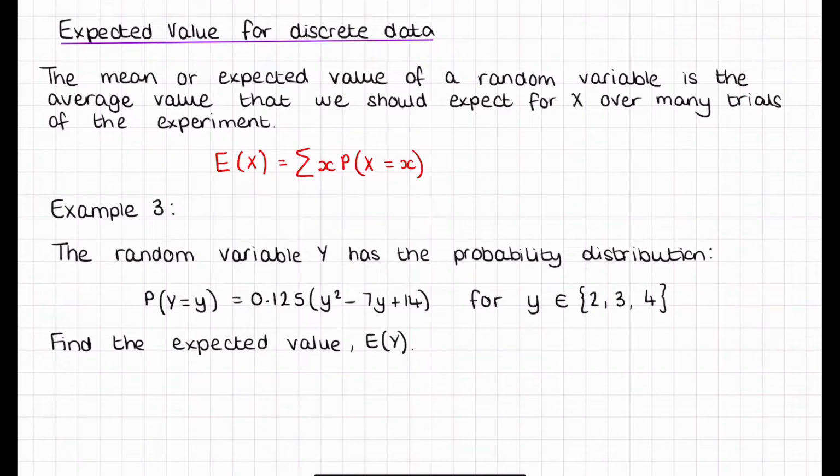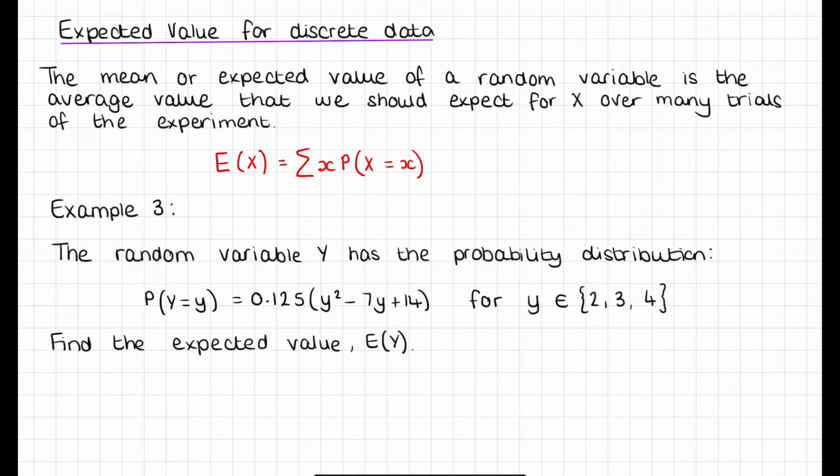This video is on expected values for discrete data. The mean, or the expected value, they do mean the same thing, of a random variable is the average value that we should expect for x over many trials of the experiment. So our expected value, or mean, is found by using this formula.